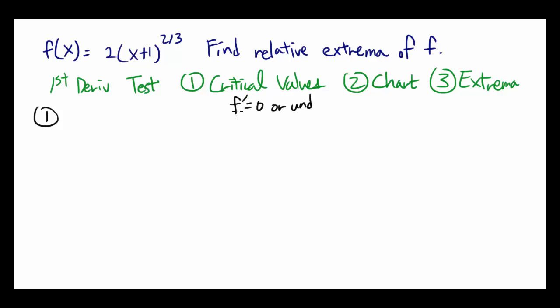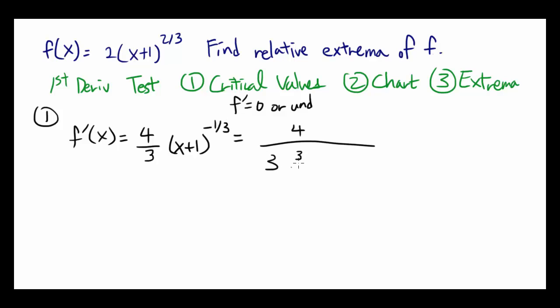And if you want to find where f prime is 0 or undefined, we probably should start by finding f prime of x. And what's f prime of x? 2/3 goes down. 2 times 2/3 is 4/3 times (x plus 1) to the 2/3 minus 1, which is negative 1/3, also known as 4 over 3 times the cube root of x plus 1.